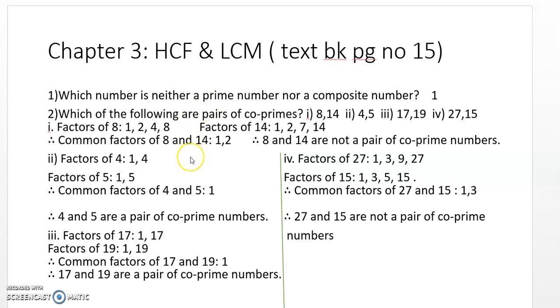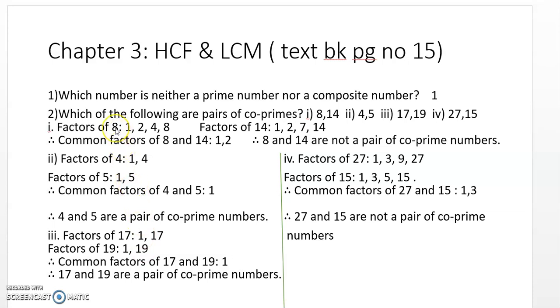Now, do you know what is the meaning of a prime number? A number which has only the factors 1 and the number itself is called a prime number. For example, here it is given 17. What are the factors of 17? It is 1 and the number itself. So 17 is a prime number. 19, what are the factors of 19? 1 and the number itself. So 19 is a prime number.